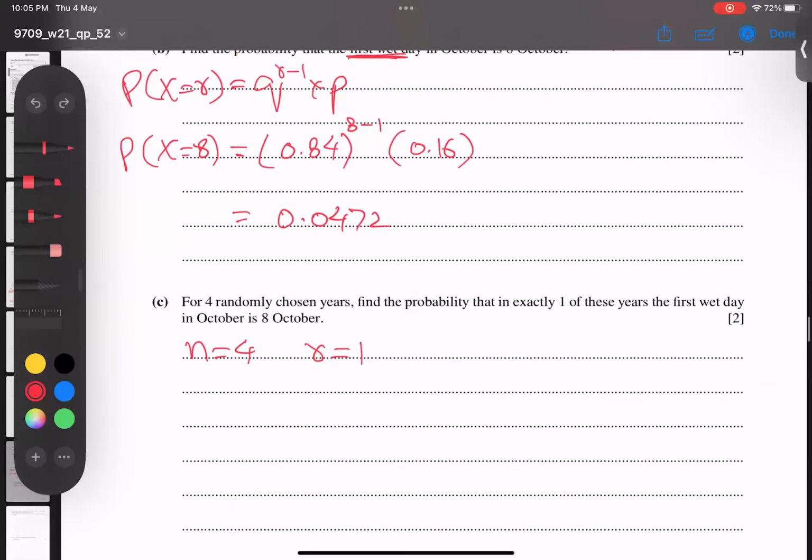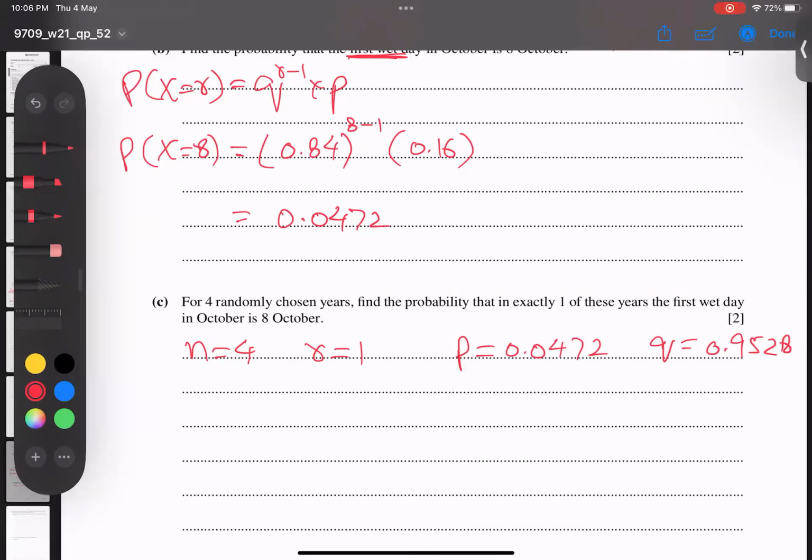And luckily I just got this answer now. The first wet day being 8th October has probability 0.0472. And the q value we can find by 1 minus this. So wait a minute, 1 minus 0.0472 gives me 0.9528. So students, now I think you got it very clearly.